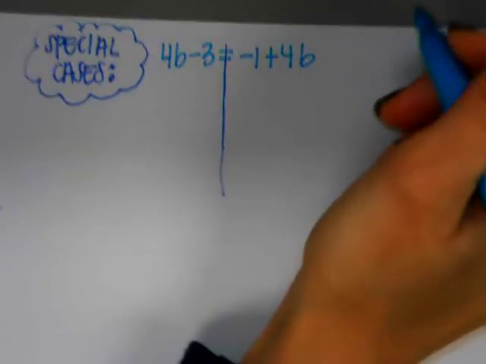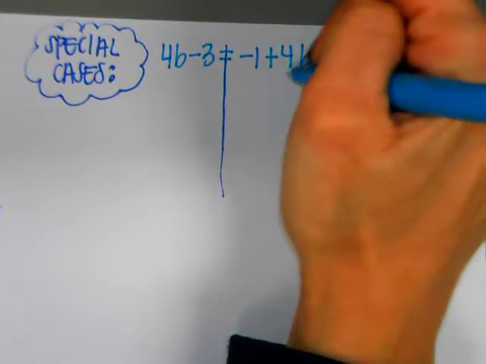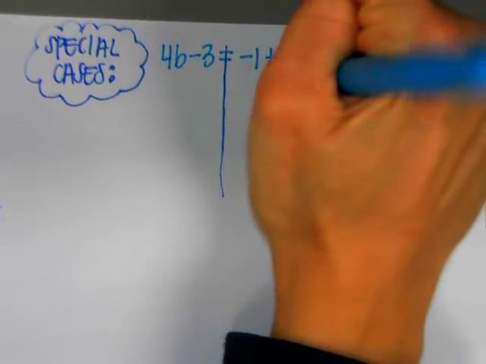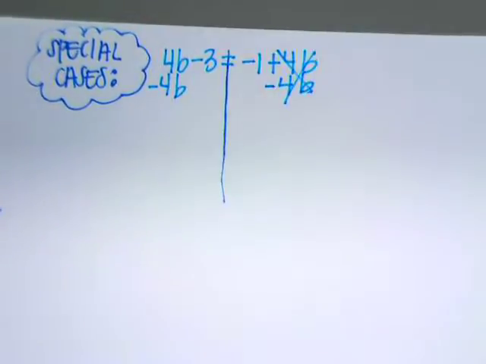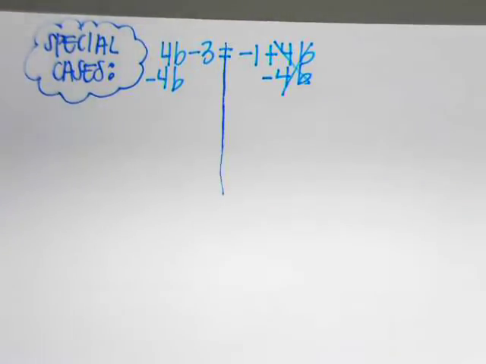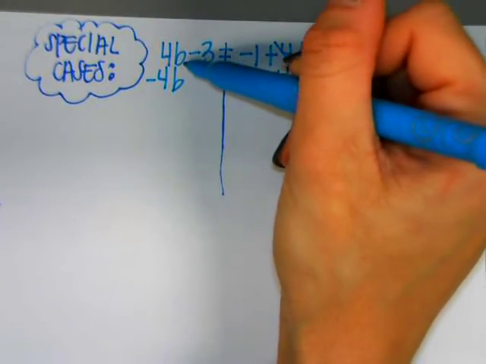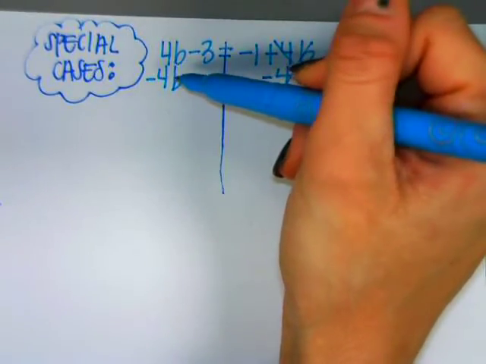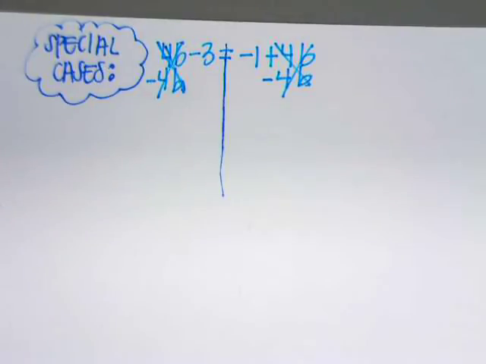For this one, what would I have to move? The 4b. So how am I going to move this? Minus 4b. So what on this side was 4b minus 4b? What's 4 minus 4? 0. So do I put b? No. Let it cancel out. So it's gone. If it goes to 0, just let it go away.